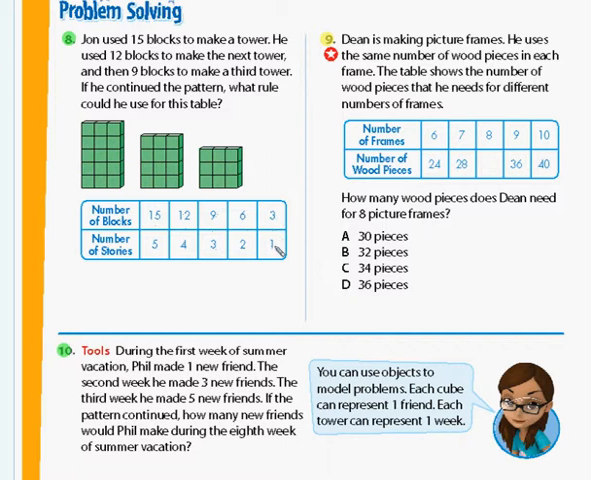Or you could do the inverse operation, which would be 5 times 3 equals 15. 4 times 3 equals 12. 3 times 3 equals 9. 2 times 3 equals 6. 1 times 3 equals 3. So it's dividing by 3 is the rule that we're using. And problem number 10.